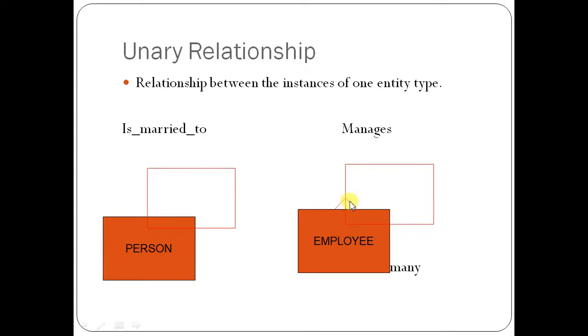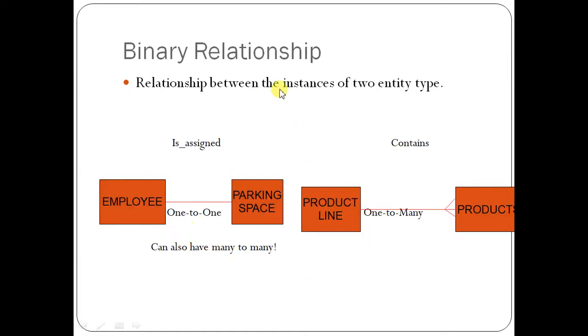As you can see, the Crowfoot for many is being drawn. So this is employee manages many employees. Similarly, this is one to one: a person may marry another person. This is one to one. Only one type of entity is involved. In the case of binary, two types of entities are involved. For example, a product line can produce many products. And similarly, they can be many to many.